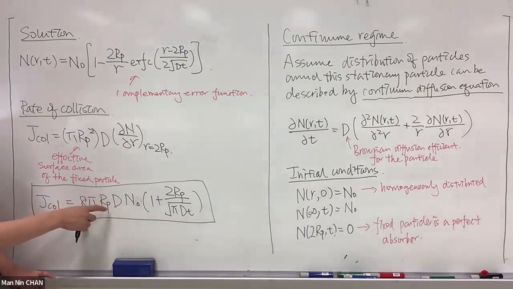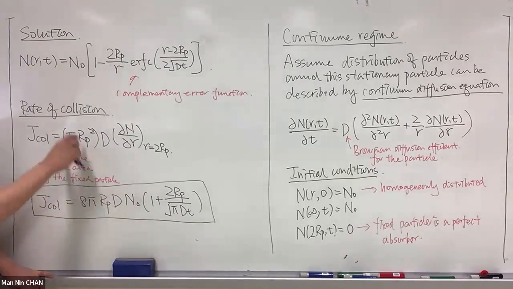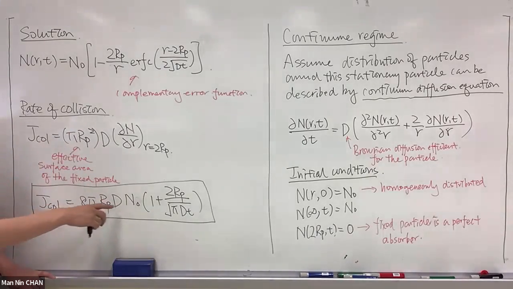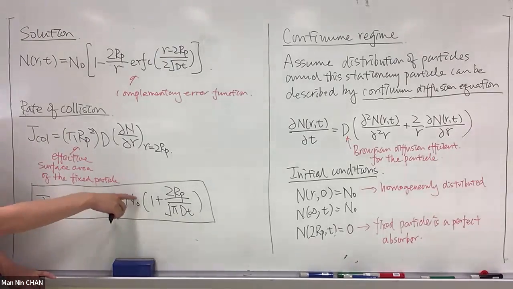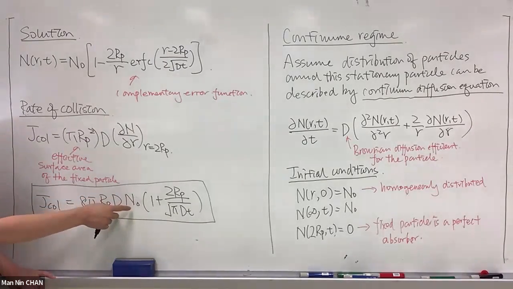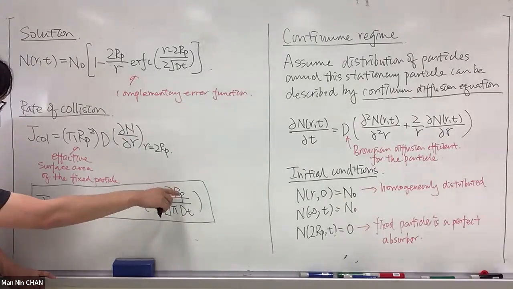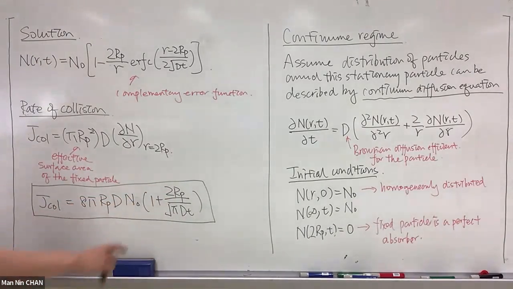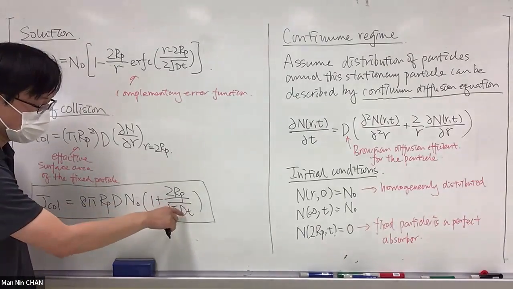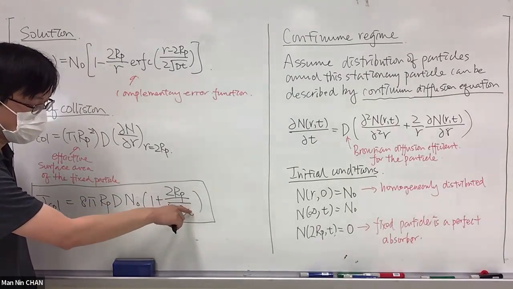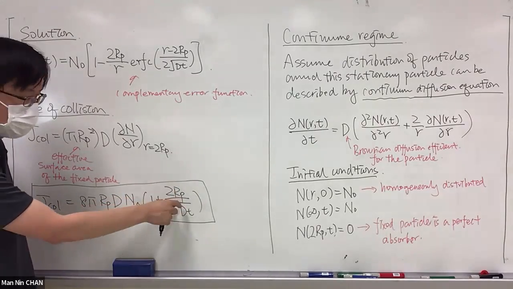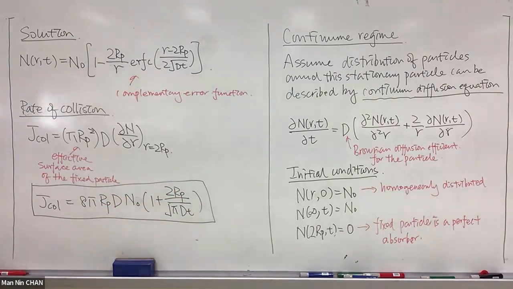Of course you can have some idea about the RP here. It's related to the surface area, and then the diffusion coefficient is related to the concentration of the particle, and then it's equal to 1 plus 2 RP over the square root of pi, D, where D means the diffusion coefficient of the particle, times T, because the collision rate will also change with time.